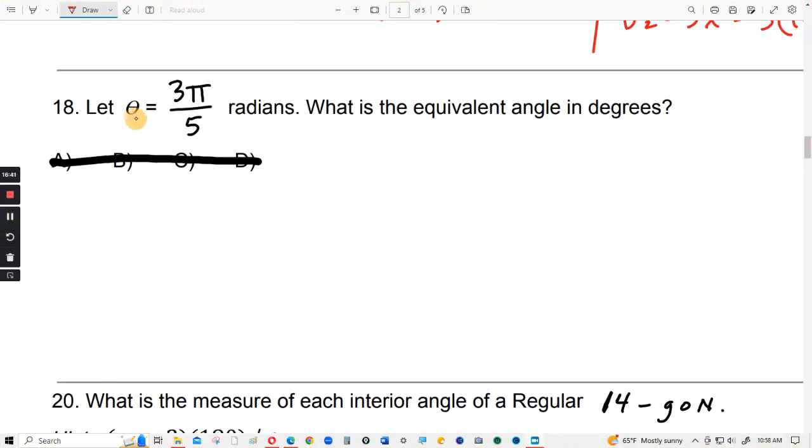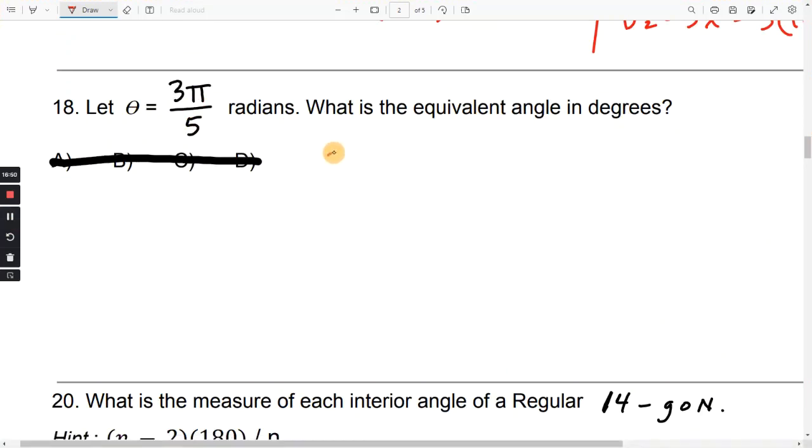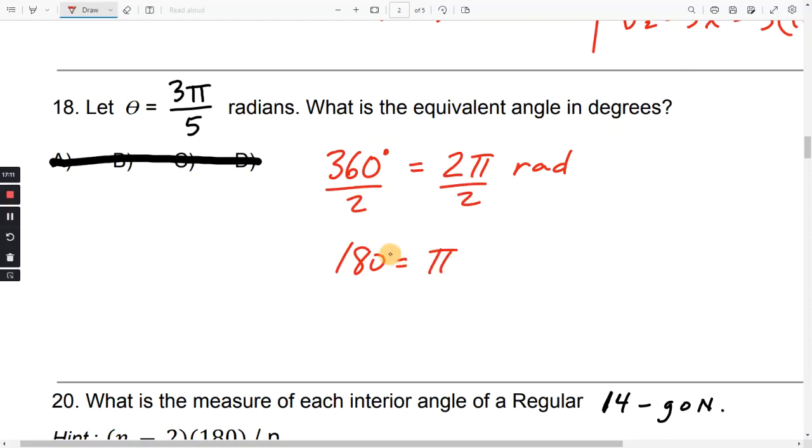Let the angle theta equal 3 pi over 5 radians. What is the equivalent angle in degrees? Okay, we know that once around the circle is 360 degrees. But in radians, that equals 2 pi. I'll just abbreviate RAD. Now solving for pi, if you divide both sides by 2, 360 divided by 2 is 180, and that equals pi.